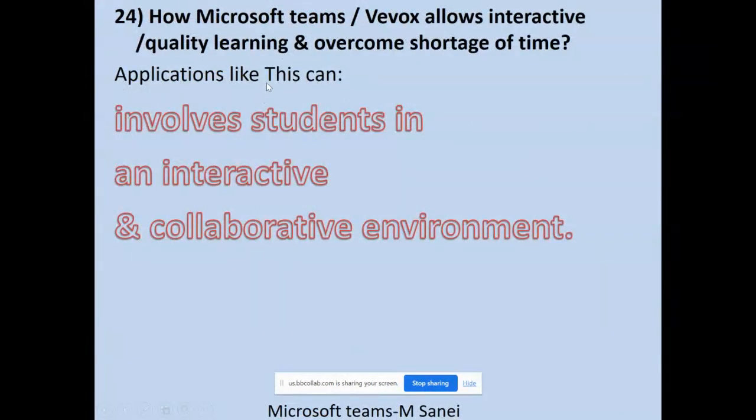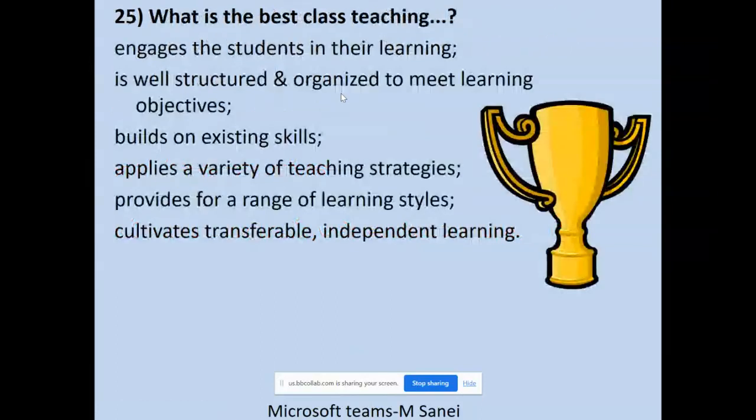Okay, so applications like this involve students in an interactive and collaborative environment. What is the best class teaching? The best class teaching is when you engage the students in their learning. So the goal of my using this application is to engage the students every moment. Because really, I engage them through this by posting spontaneous questions. It's well structured and organized to meet learning objectives.